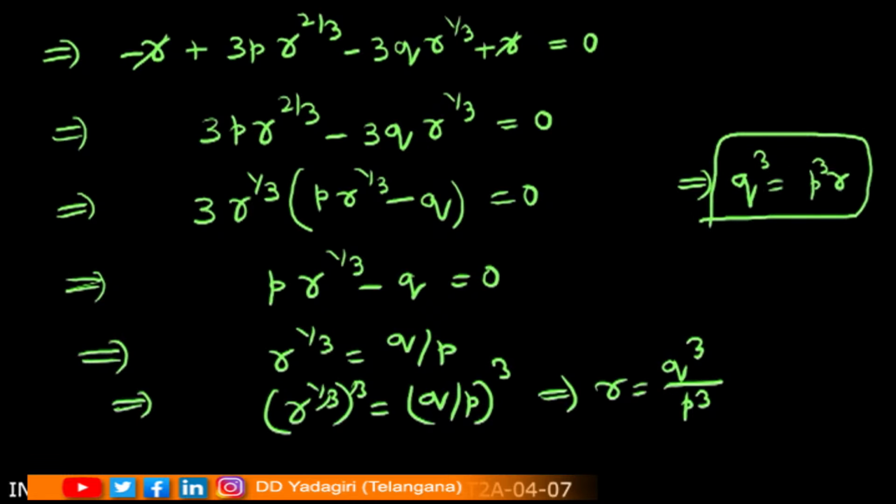Is it not? Here we do cubing on both sides. Okay, here we divide by 3 r to the power of 1 by 3. So what did we do? Let's just go through this.